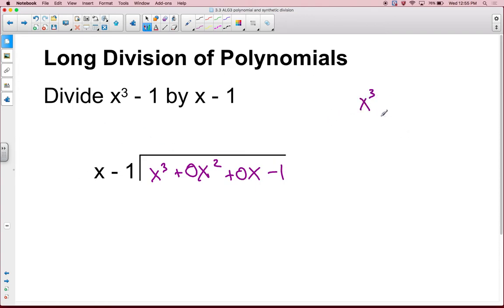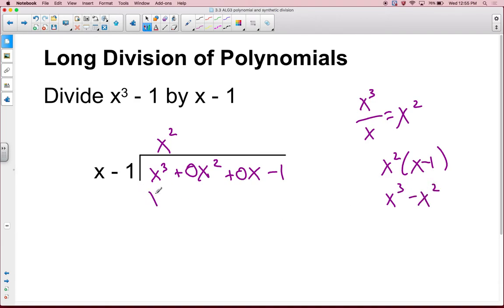So we have x cubed over x is going to be x squared. Okay, we multiply that out. X squared times x minus 1 will be x cubed minus x squared. X cubed minus x squared. We put that in parentheses and subtract the whole thing.